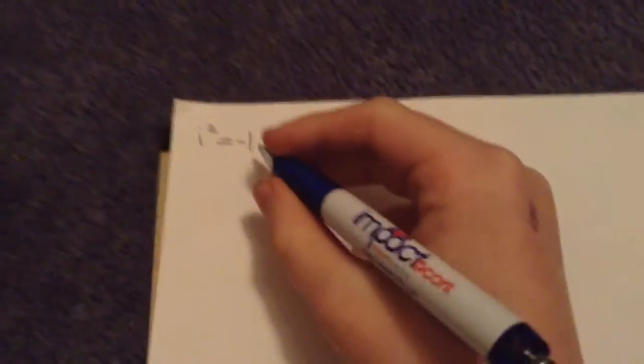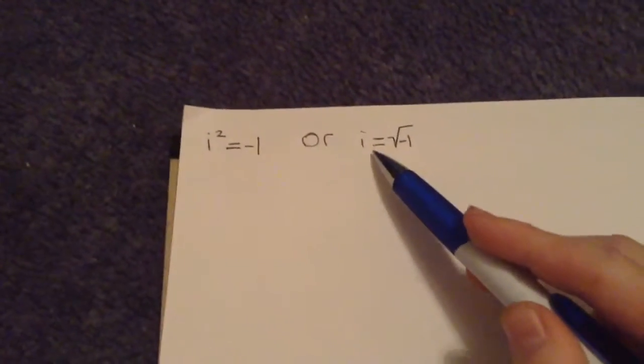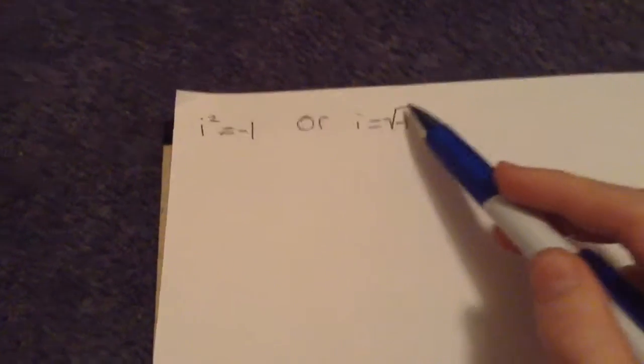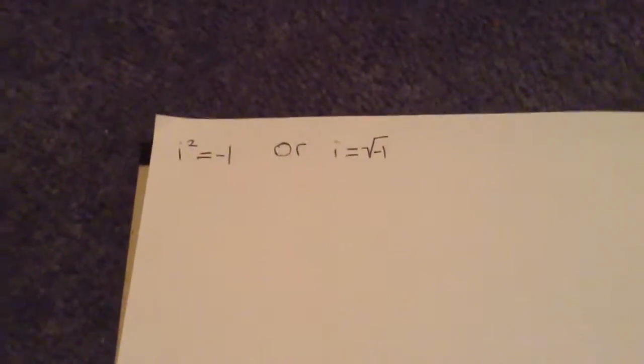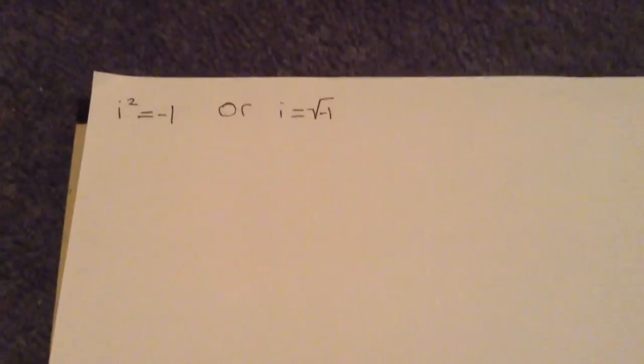So, i can be defined as i squared equals -1, or i equals the square root of -1. Now, you're probably saying, well, how can you get the square root of -1? That's impossible. And that's sort of where the name imaginary comes from. Well, it is where the name imaginary comes from, but the name imaginary is kind of misleading.